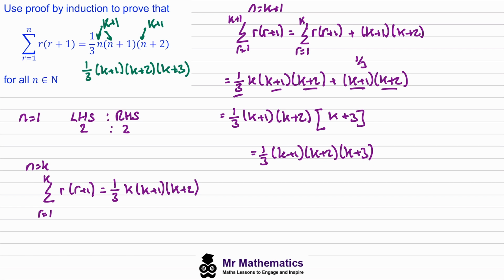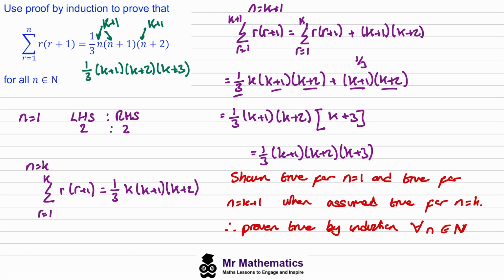So for our fourth step, the conclusion, we can say it is shown true for n equals 1 and true for n equals k plus 1 when assumed true for n equals k, so therefore proven true by induction for all values of n that are elements of the natural numbers.